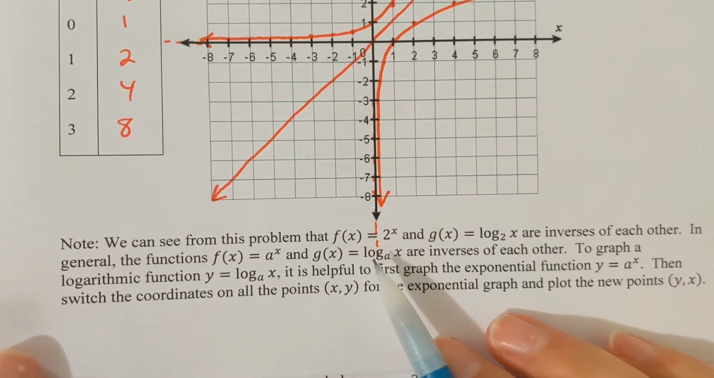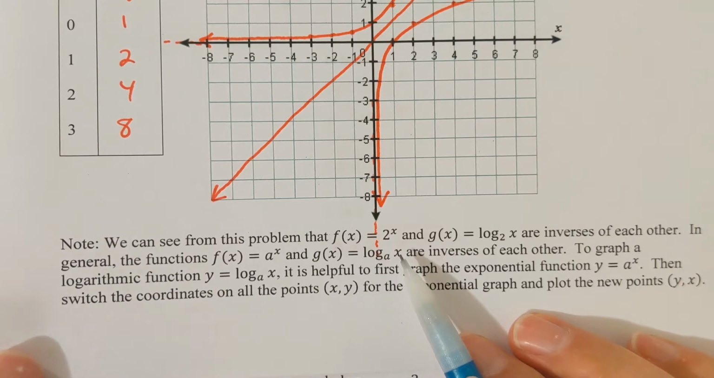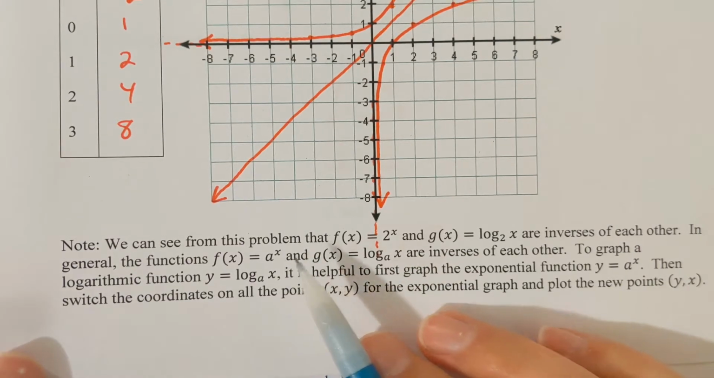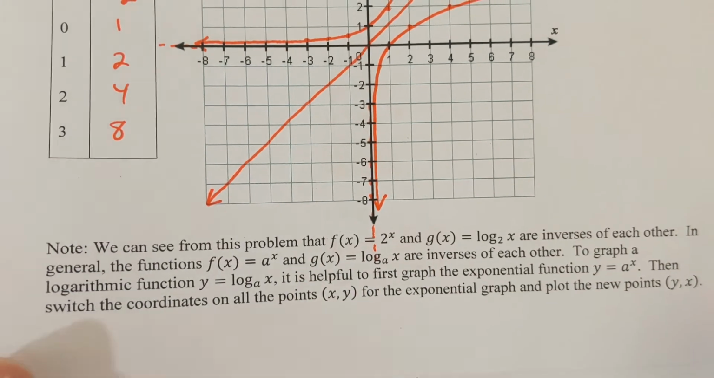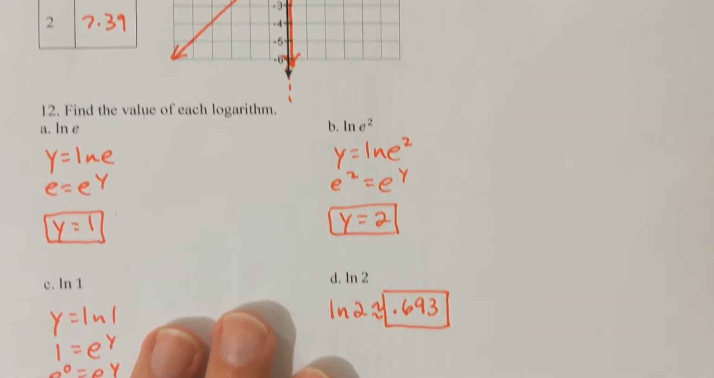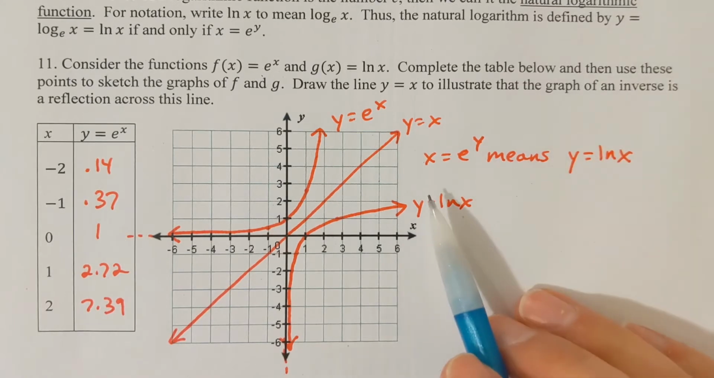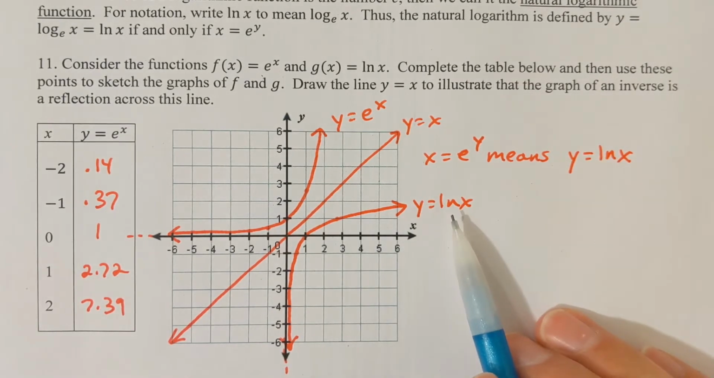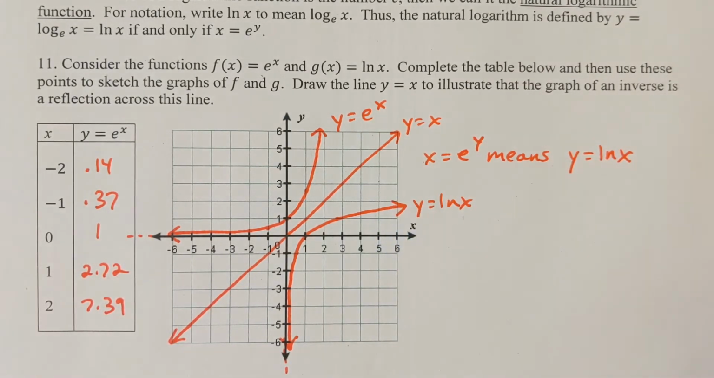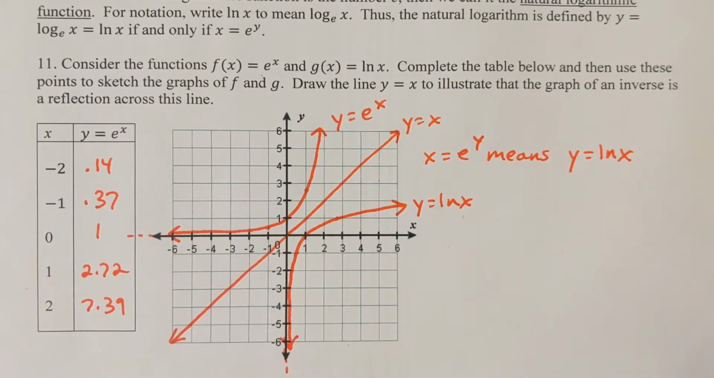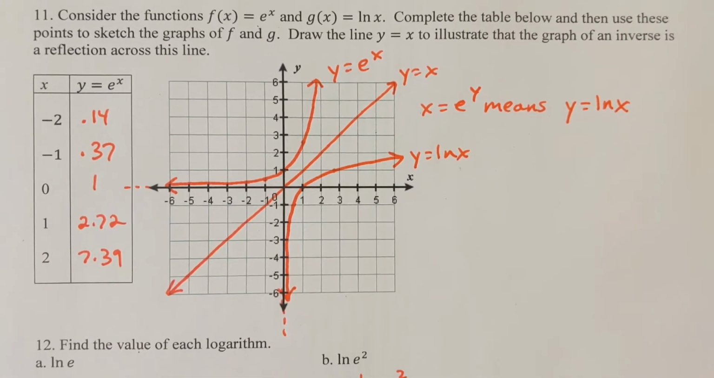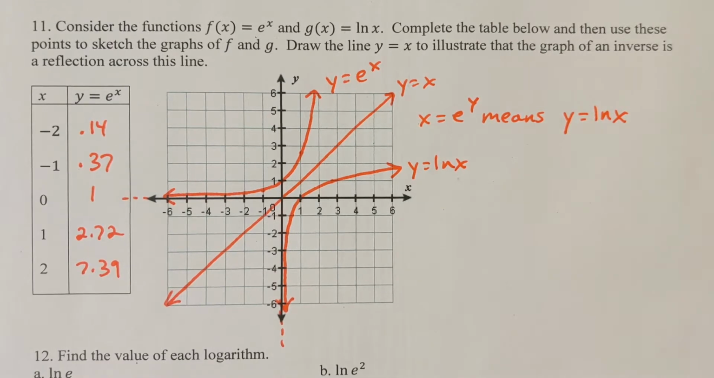Remember that y = log base a of x and y = a to the x are inverses of each other. Then we looked at the natural logarithm. Okay, that was problem 11. y = ln of x and y = e to the x are inverses of each other. And that's really the big reason for caring about logarithms, is that a logarithm is the inverse of a corresponding exponential.